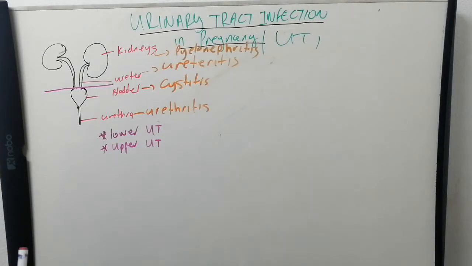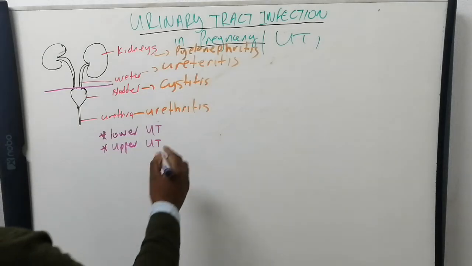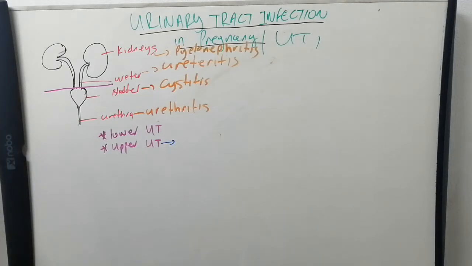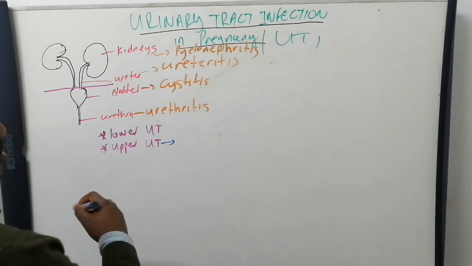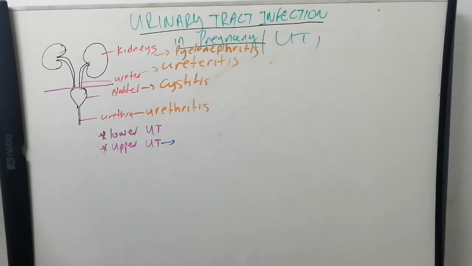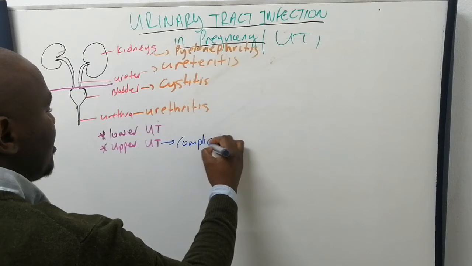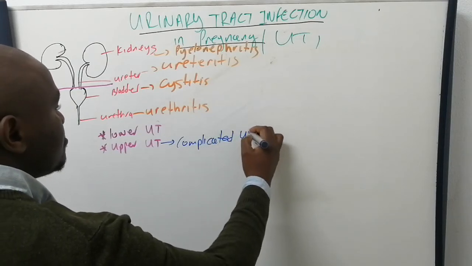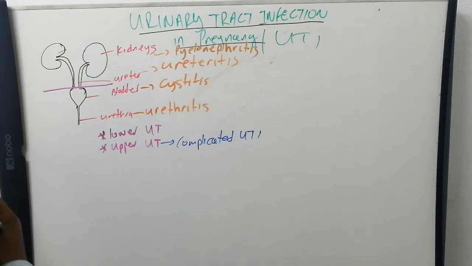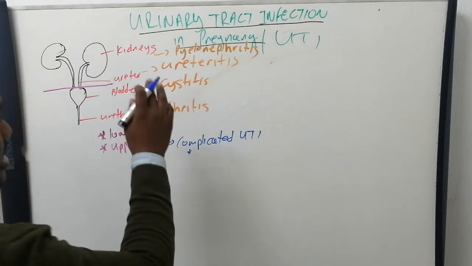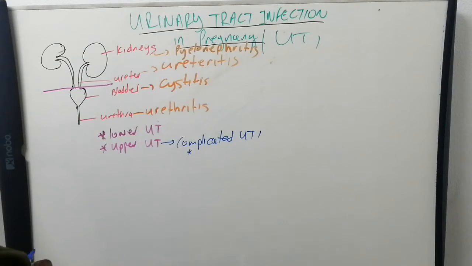It's important because if you diagnose a patient with an upper urinary tract infection, basically we are talking about a sick patient there. It's not just a UTI, it's known as a complicated UTI. Specifically, the one that is dangerous is pyelonephritis. If you diagnose a patient with just bladder infection, cystitis, or urethritis, that's just an uncomplicated UTI.